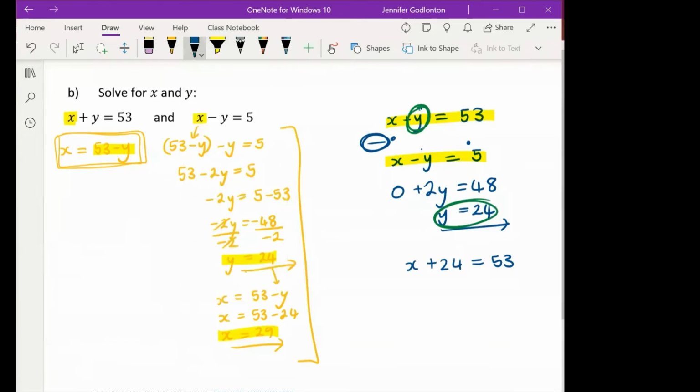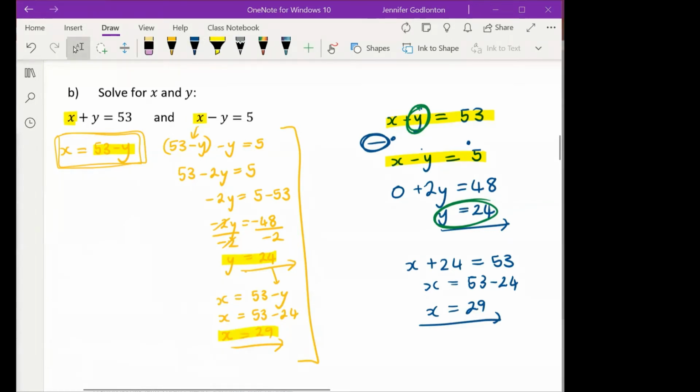Okay, and so now I'm just saying, what is 53 minus 24? So x is equal to 53 minus 24, which is equal to 29. Okay, now you don't need to be happy with both of these methods. You only need to be happy with one.